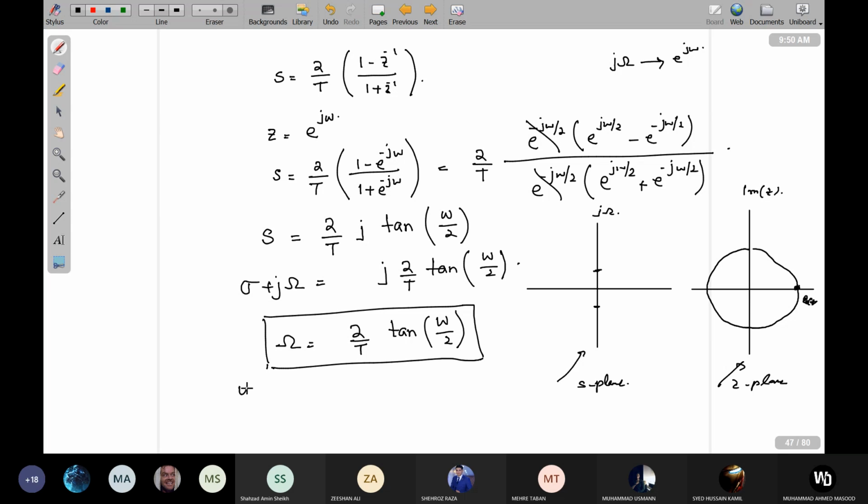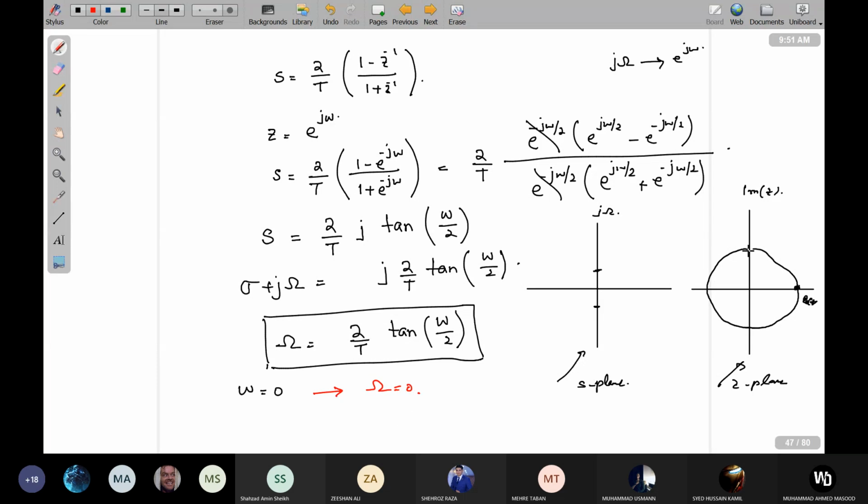So if I am at omega equal to 0, where will omega equal to 0 be placed on this axis? If omega is equal to 0, tangent 0 is equal to 0. So omega is equal to 0 will be mapped on capital omega is equal to 0 as well.